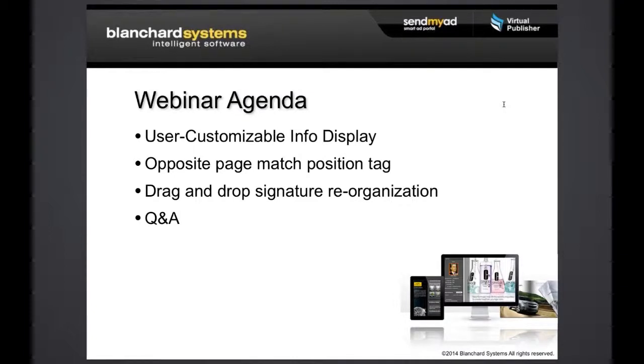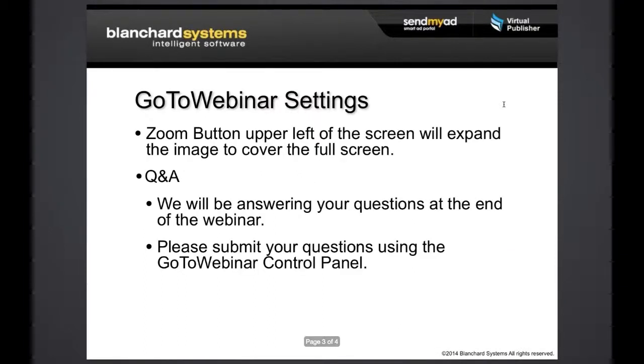Today we're going to cover a few things that are new. One is a feature that's also available in Send My Ad, but we're going to talk about how it applies here in Virtual Publisher, and that's the user customizable info display. We're going to talk about a new position tag that we think you'll find useful if your publications use things like coupons. And a very quick mention of a feature that is not immediately obvious it's there, a new thing where you can drag and drop signatures to reorganize them. That's one of those things that unless someone points it out to you, you may not know has been added.